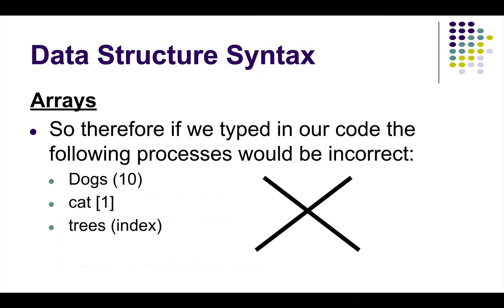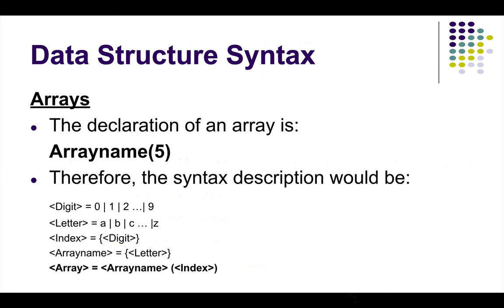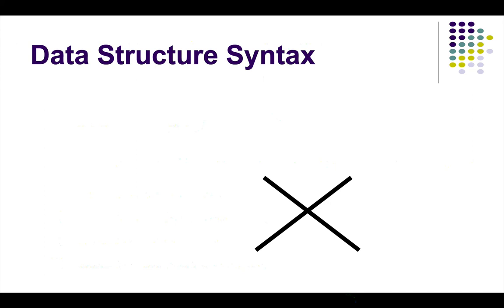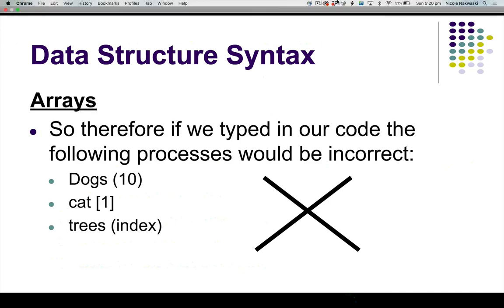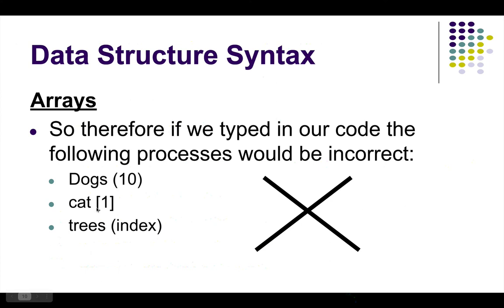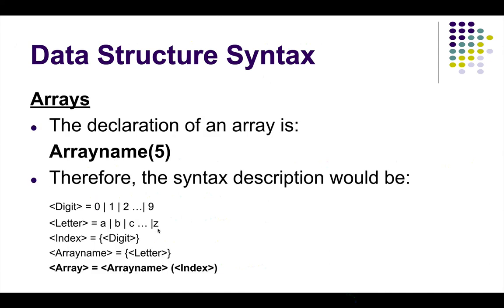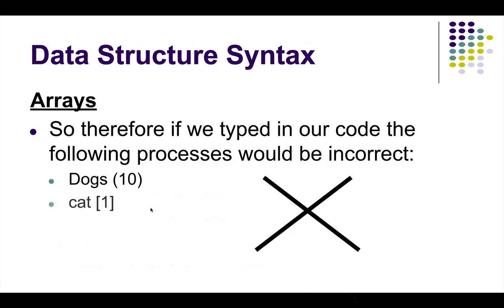Now, dogs, brackets, 10. Cat, optional brackets 1, or trees, brackets, index. Okay, let's go back and see why they would be incorrect. Now this last one, trees, brackets, index, is really obvious because index is not a digit. And if we go back here, a digit had to be a number, yeah? And obviously index is not.